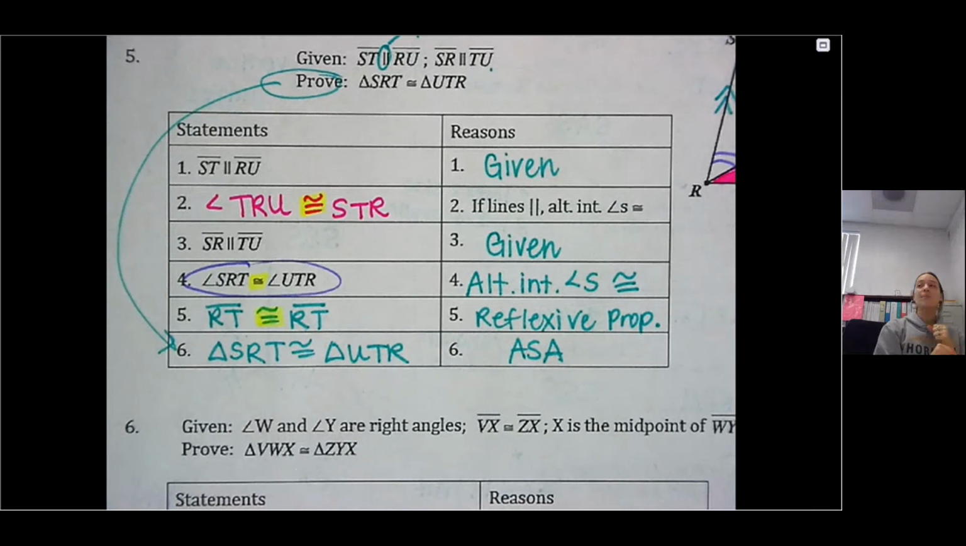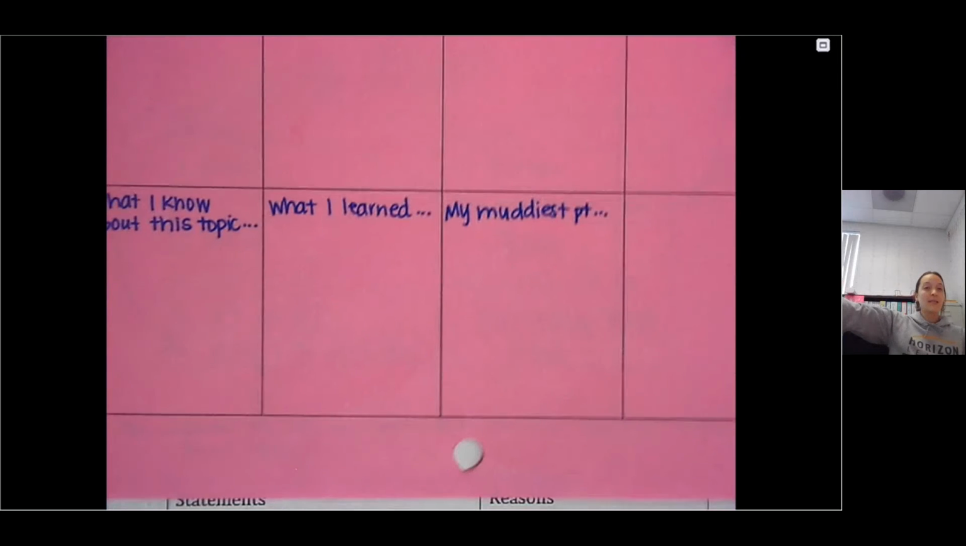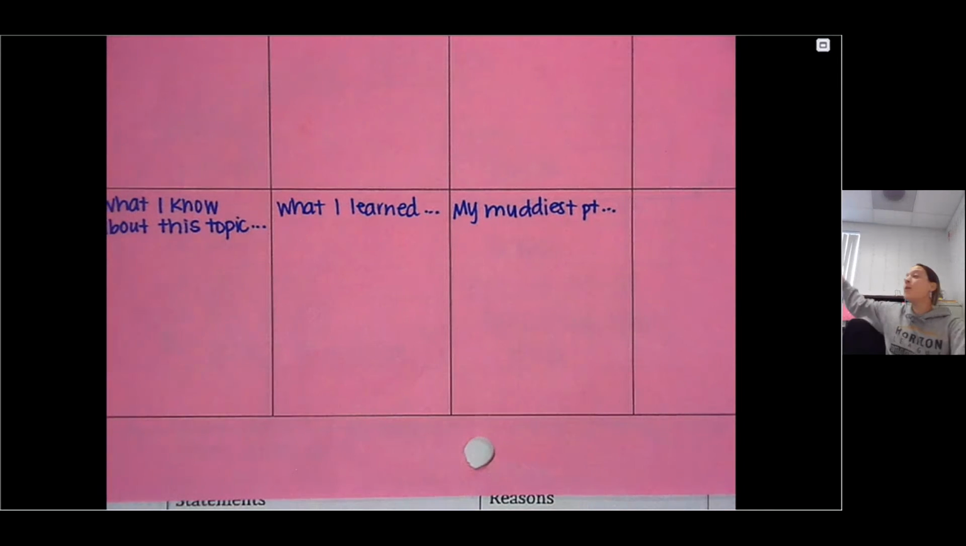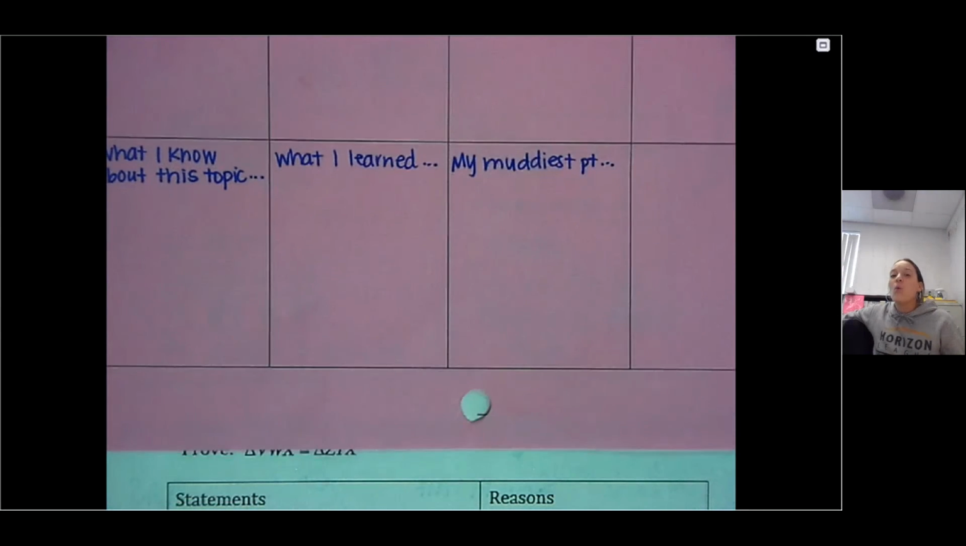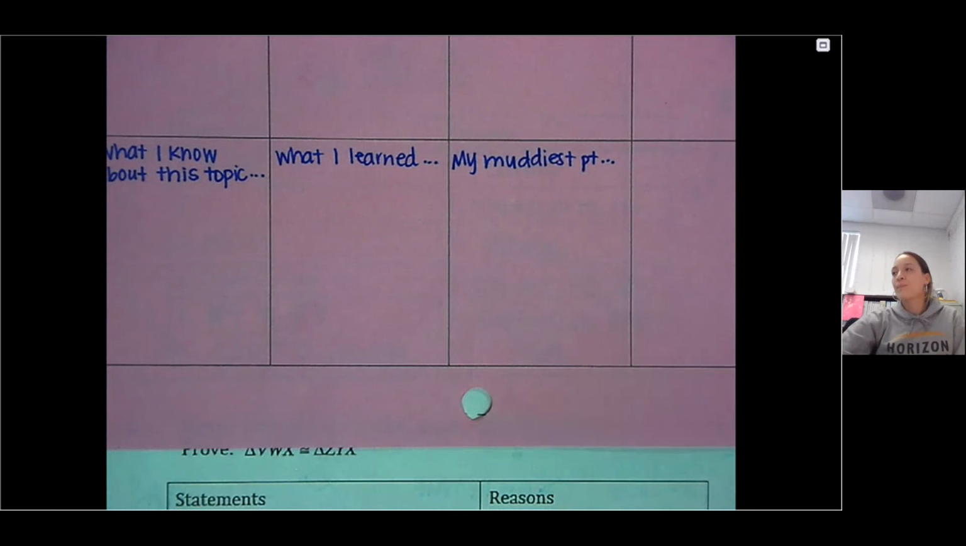Okay, last part. Ready? Go back to your pink papers. Tell me something that you learned, and tell me something that you're struggling with. I heard everybody say, I don't like this. Tell me why. What's the issue? Muddiest point and something that you learned. When you're done, you may put it away.